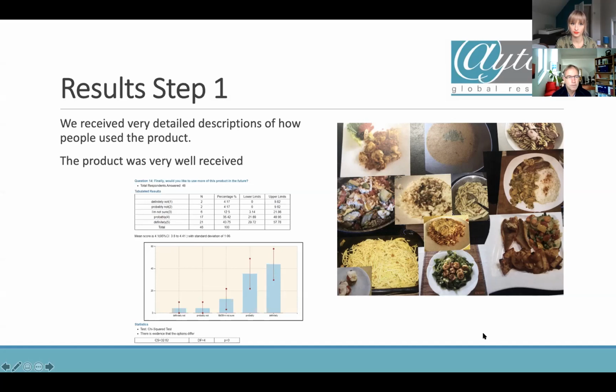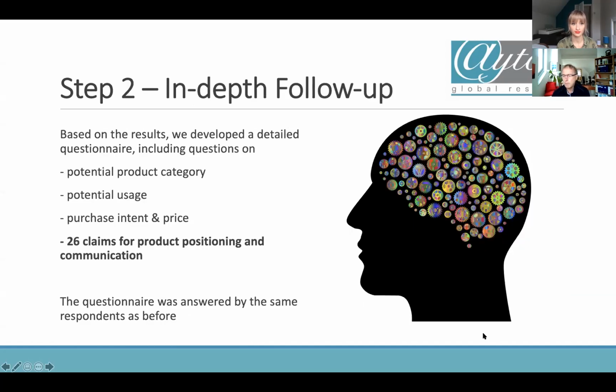Then we went back to them in step 2, which I think is something that we are not doing often enough, because the good thing is we know our respondents, we know who has told us what and who has responded, so we can go back to the same respondents and ask follow-up questions. And this is what we did over here.